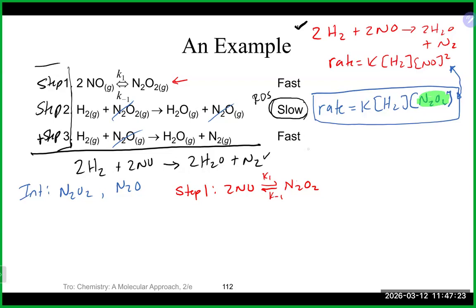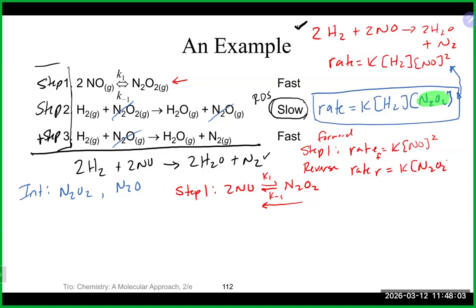So if we were going to write our rate law for step number 1 here, for the forward direction, it would be the rate is equal to K times NO squared. And again, that would be our forward direction. And if we did it for our reverse direction, since it is heading this way, our products actually become our reactants, right? And our reactants become our products since it's heading in the opposite direction. And the rate of the reverse reaction will equal K times N2O2 in this case.